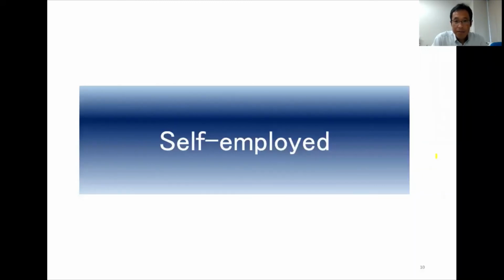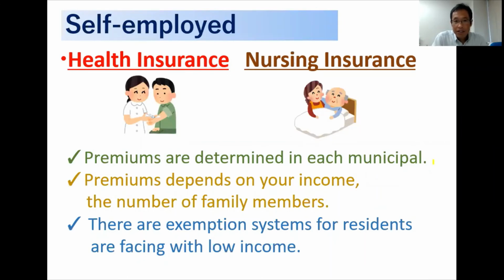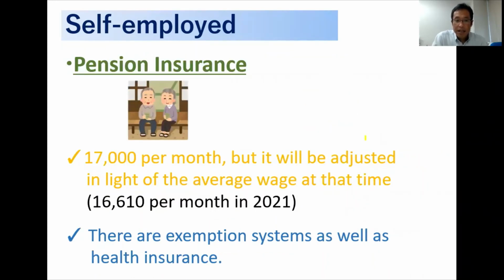Next is about self-employed. In case of self-employed, health insurance and nursing insurance premiums are determined in each municipality, and premiums depend on your income and the number of family members. Unfortunately, the rule of dependent or spouse, like office workers, doesn't exist. However, if you are faced with severe financial conditions, you can claim some exemption systems. About pension insurance, the premium is basically fixed, 17,000 yen per month, but it will be adjusted in light of the average wage at that time. There are exemption systems as well as health insurance. Since labor insurance is for office workers, self-employed people don't take part in it.